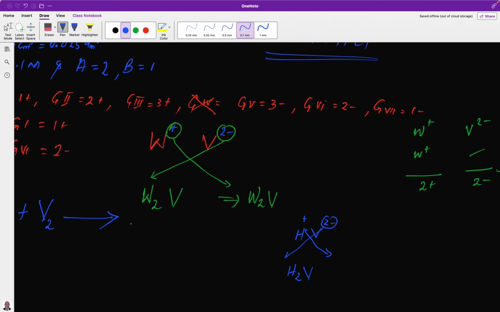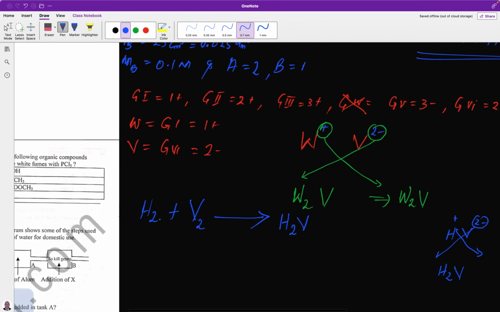The product will be H2V. Let's balance our equation. There are 2 V here and there is 2 here. So we need to balance our equation here. Put a 2 here. Now there are 2 V's on both sides. Hydrogen, there are only 2 here, but there are 4 hydrogen on the other side. So we put a 2 here.